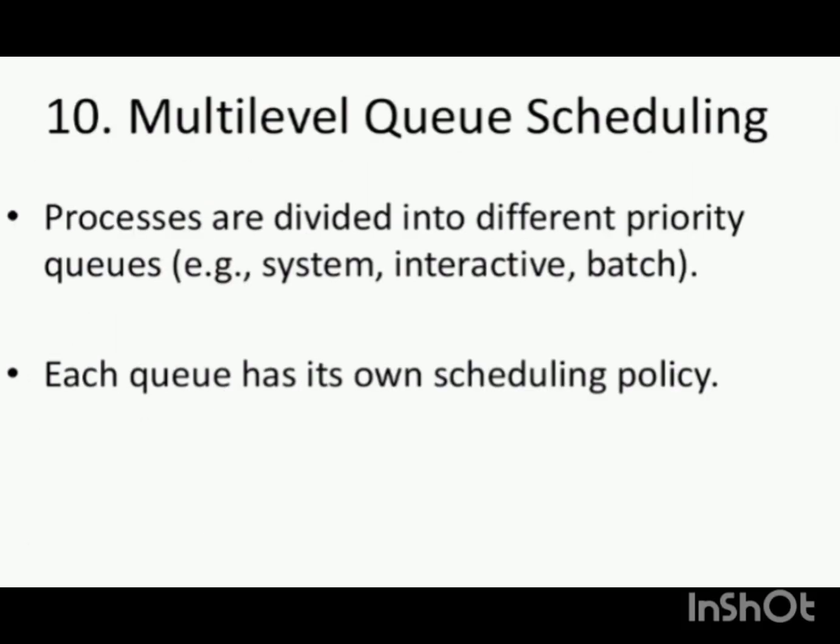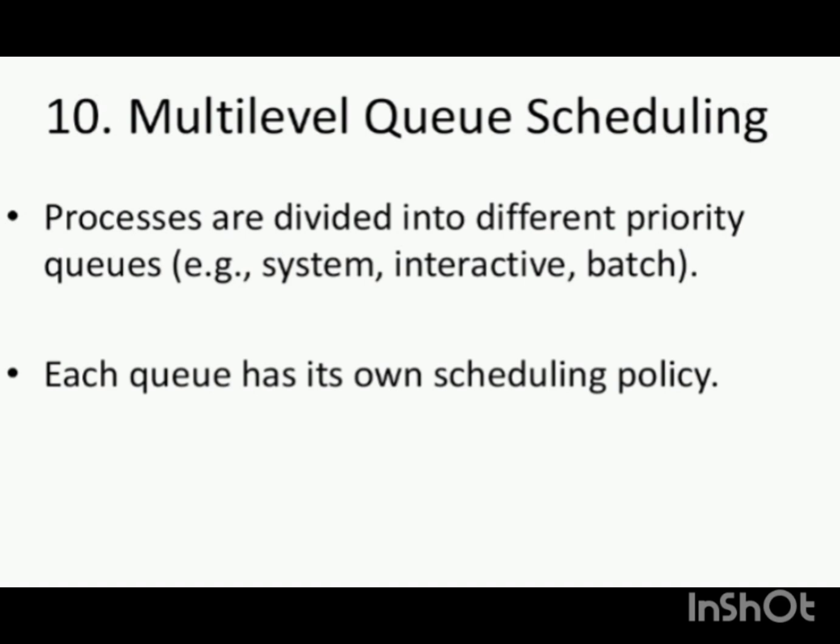Multi-level queue scheduling: processes are divided into different priority queues. Example: system, interactive, batch. Each queue has its own scheduling policy. Next, multi-level feedback queue scheduling: similar to multi-level queue scheduling, but it allows processes to move between queues based on their behavior.